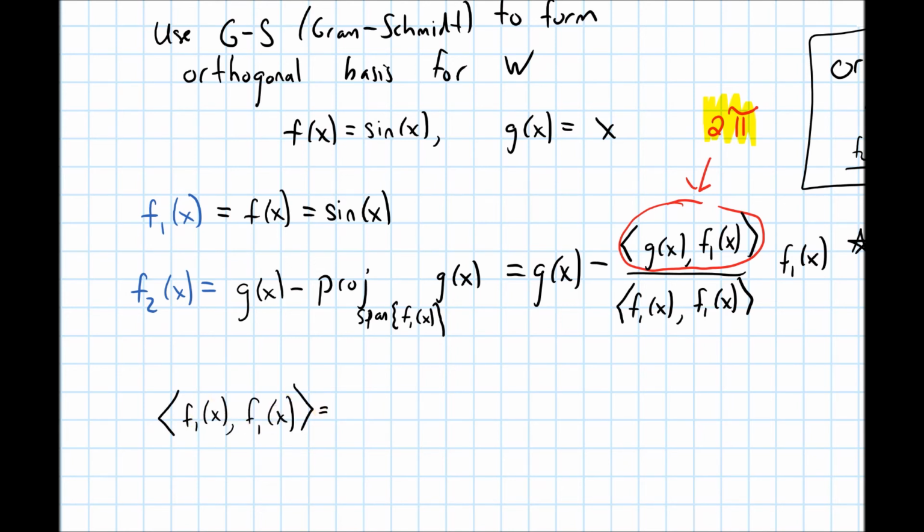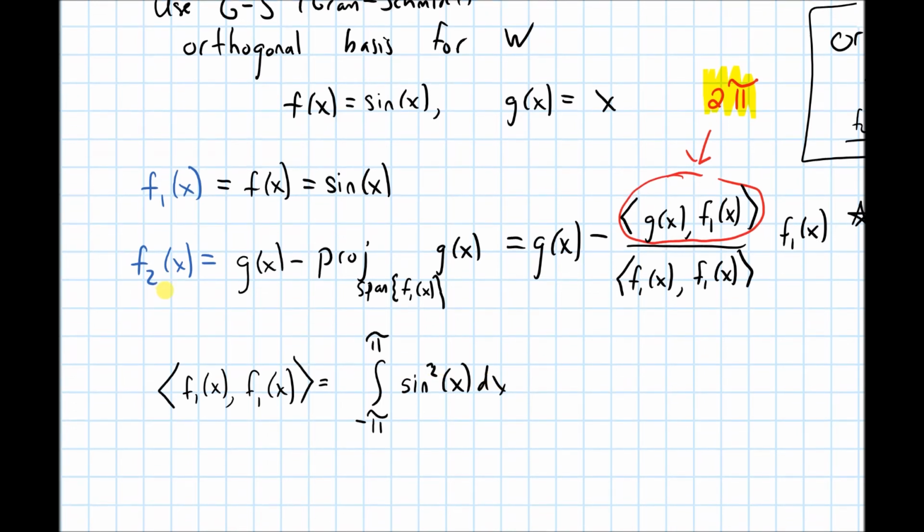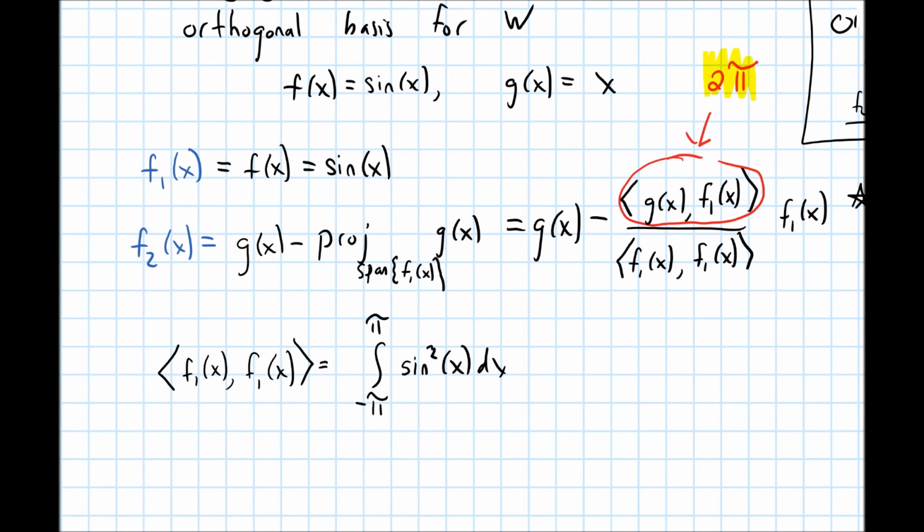So f1 of x is the function sine x. So we need to take the integral from negative pi to positive pi of sine x times itself. In other words, sine squared x. Alright, so sine squared is an even function. This time I'm not going to show why. I'm just going to go ahead and do the computation using the fact that it's even. But I'd encourage you to pause the video and check it like we did before if you're unsure why it's even. So then we'll get the integral from 0 to pi of sine squared x, and we put a 2 in front, and we have this dx.